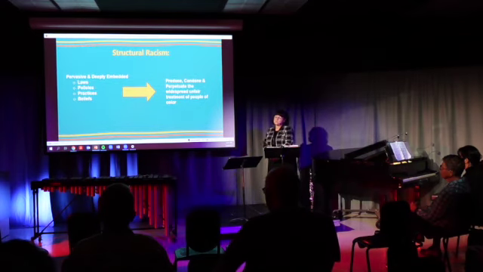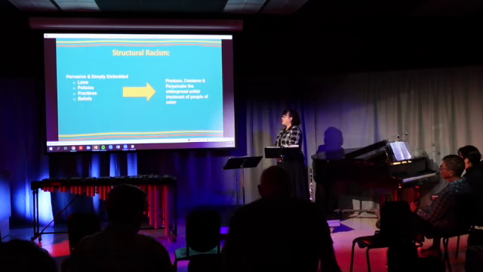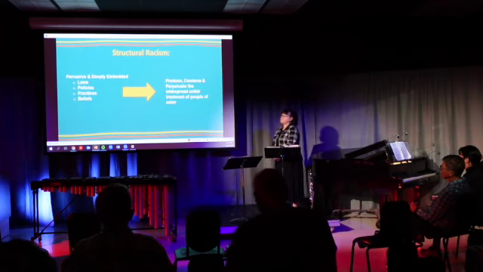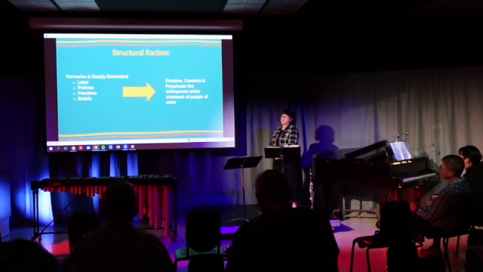This is called structural racism. Structural racism is pervasive and deeply embedded. Laws, policies, practices, and beliefs. And these things produce, condone, and perpetuate the widespread unfair treatment of people of color.